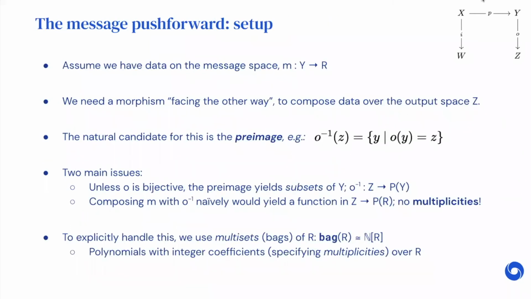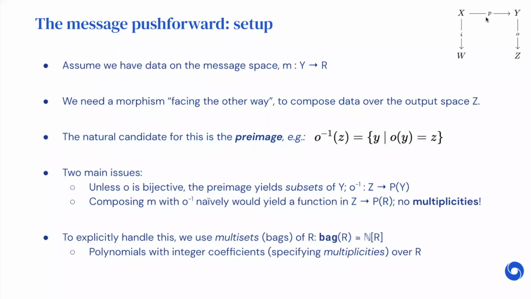And I'll first talk about the final push forward, so the one that takes Y to Z, because that one's a bit closer to what GNNs already do quite often. So assume we have data on our message space, so some functions from Y to R. And now we need to find some morphism that will face the right way so you can compose stuff. Well, one natural candidate for this is the so-called pre-image, right? It's kind of like an inverse, but for a function which is not a bijection, right? So the inverse of O would be this O to the -1, which gives you the set of all messages Y that's sent to this particular output.